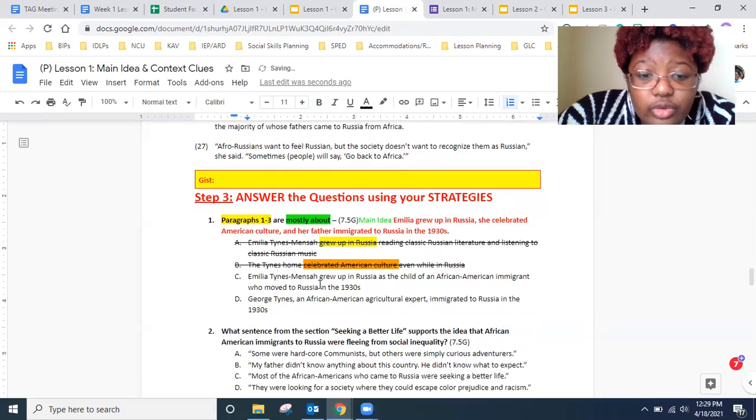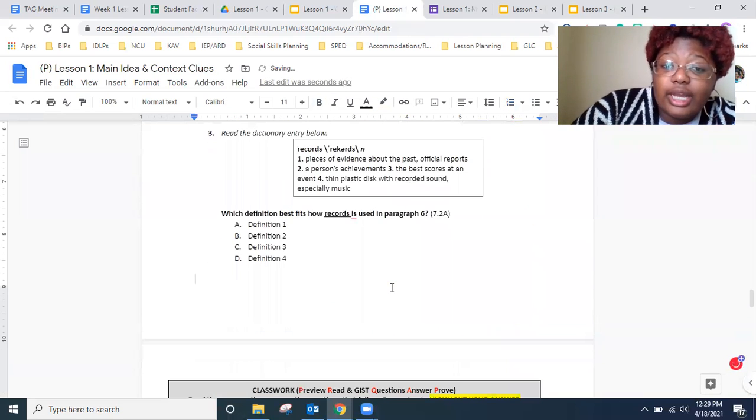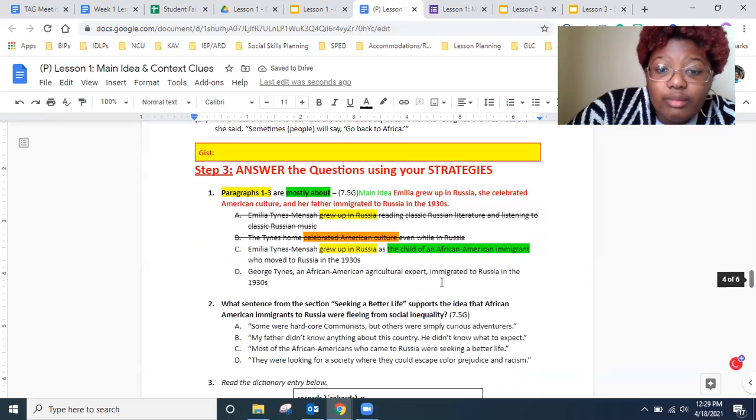C, Amelia Teens grew up in Russia. Well, my gist says that she grew up in Russia, so let me highlight that. As the child of an African-American immigrant who moved to Russia in the 1930s. Well, I did say her father immigrated to Russia, so she is the child of an African-American immigrant. That's another detail that was in my gist. So this might be our answer. Let me put a question mark because it has 2 details from our gist.